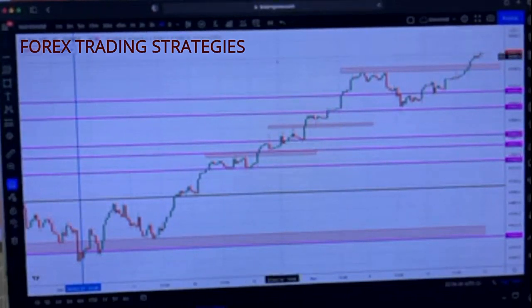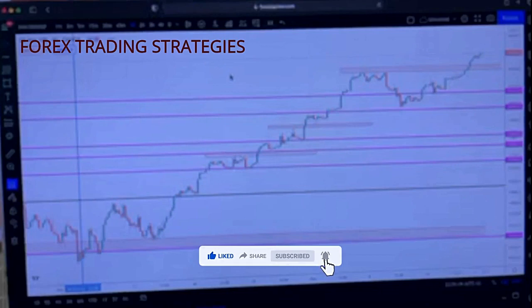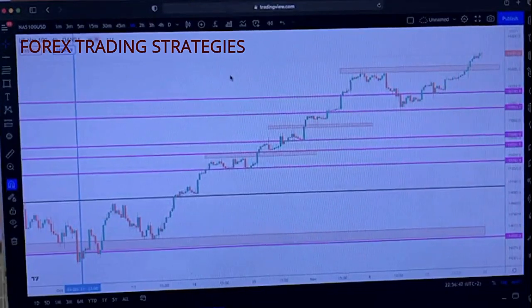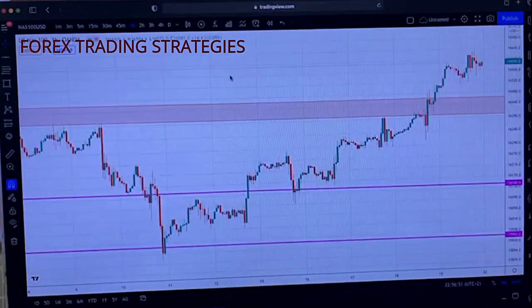So now I want to move down to different time frames. I'm going to go to the 1-hour time frame. Going into the 1-hour time frame, before I even start touching the chart, you guys need to understand one thing.